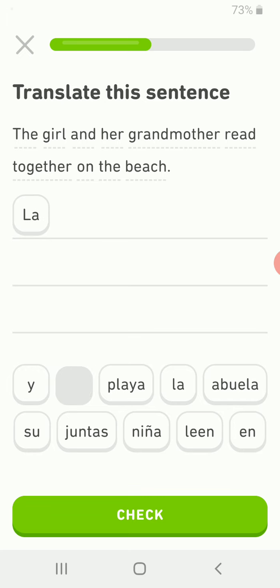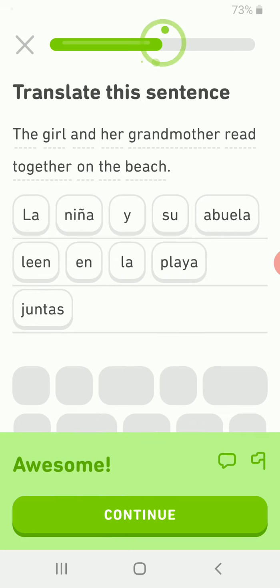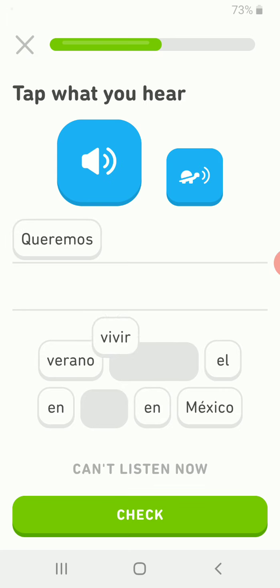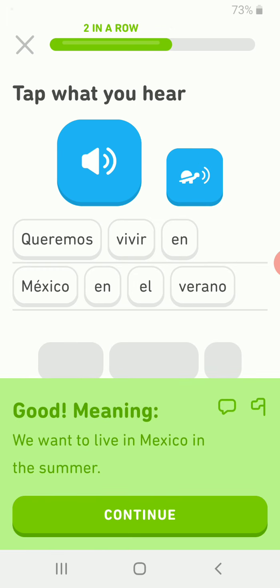The girl, la niña. La niña y su abuela, because it's grandmother, leen en la playa juntas. Together. Queremos vivir en México en el verano. Queremos vivir en México en el verano. So in summer, we want to live in Mexico in the summer.